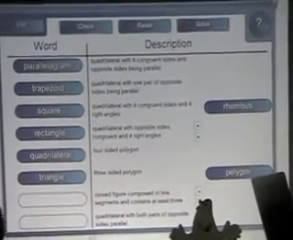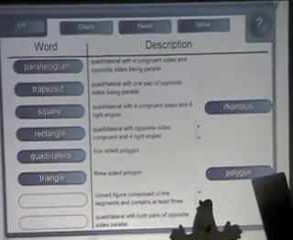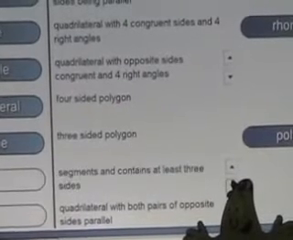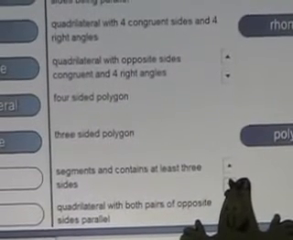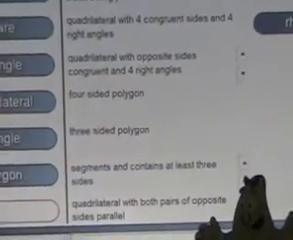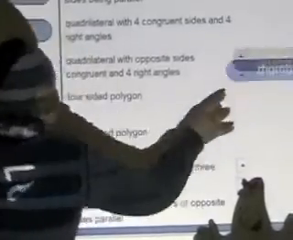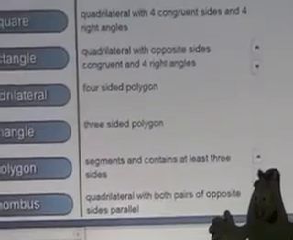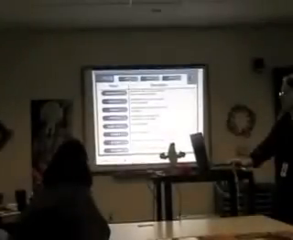Okay. So now we just have closed figure composed of line segments, contains at least three, and it has a toggle next to it, at least three sides. Well, then pull it over. Which leaves that one down there. Okay. All right. Very good. Thanks for volunteering. Let's check that out then.